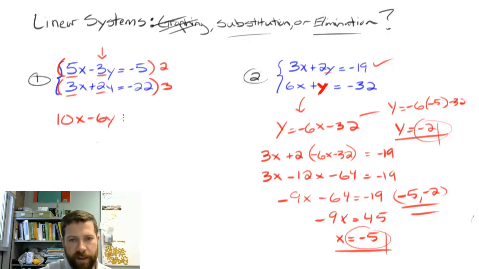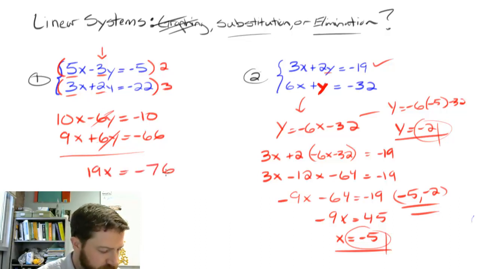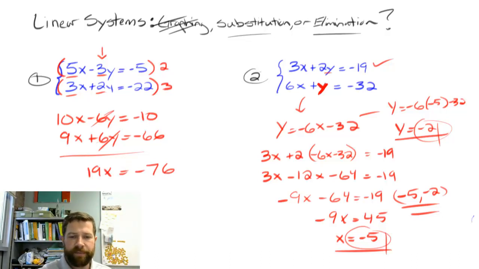Here's my negative 6y. Here's my positive 6y. The y's cancel when I add them because they're opposites. I get 19x equals negative 76. 76 divided by 19 gives me x equals negative 4. And I'll just conclude I would solve then for y in the same way by plugging this x value into either one of the original equations. And I get, in this case, that y equals negative 5 when I did this earlier.